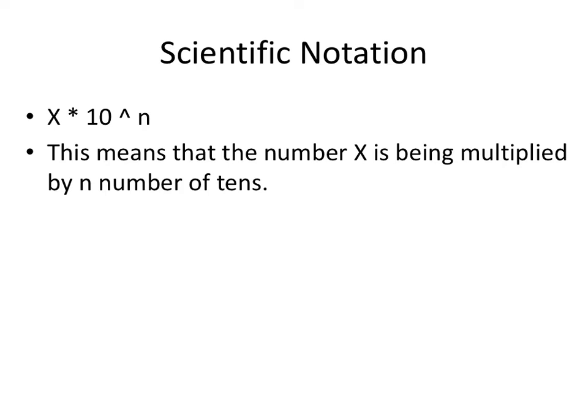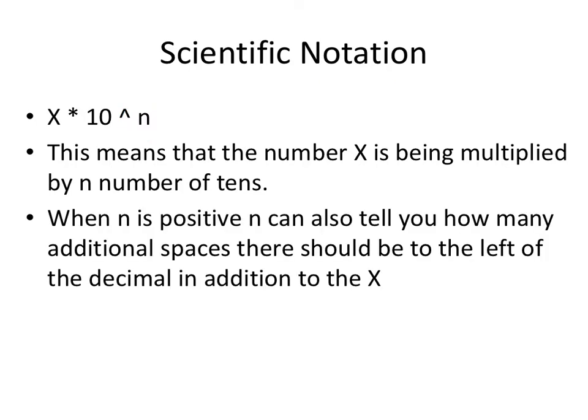So, scientific notation has two forms. There's the positive form, which is on this slide, where you're going to have some number, x, times 10 to the power of some other number, n, where n is a positive number. Right now we're going to deal with n being positive. What that means is that x is being multiplied by 10 n number of times. So if it's 10 to the second, it's times 10 times 10. If it's 10 to the third, it's times 10 times 10 times 10.